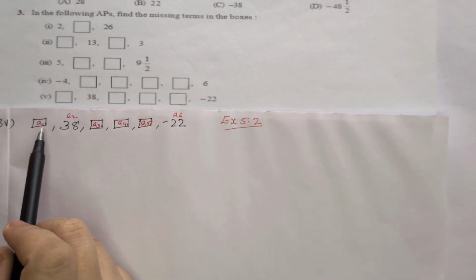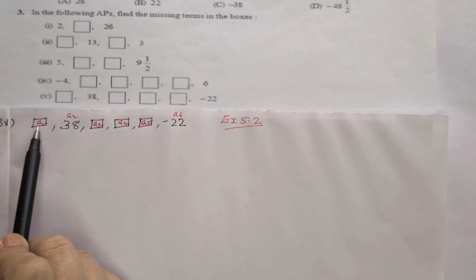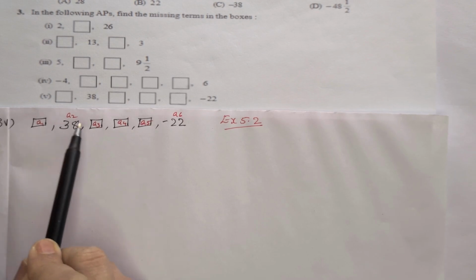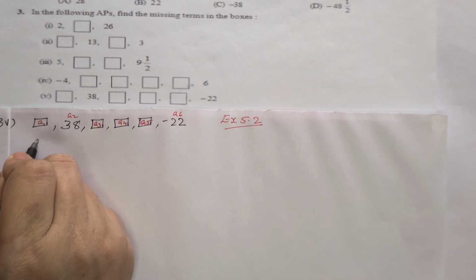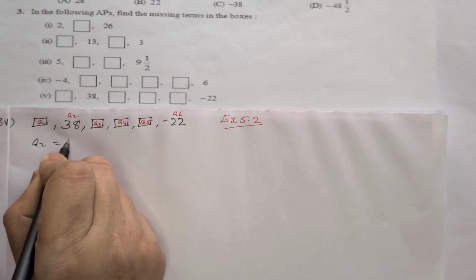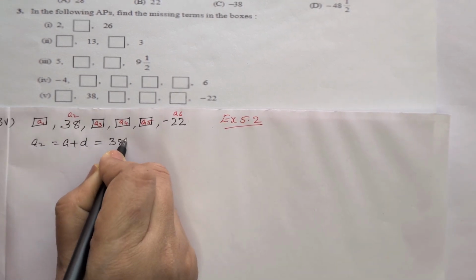Here, fifth one, A2 and A6 are given. So we can write in order A1, A2, A3, A4, A5, A6. A2 is given, that means A2 is equal to A plus D and that is equal to 38.